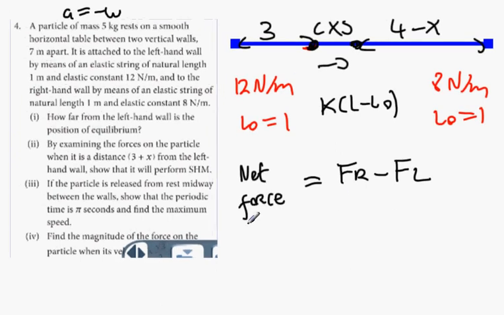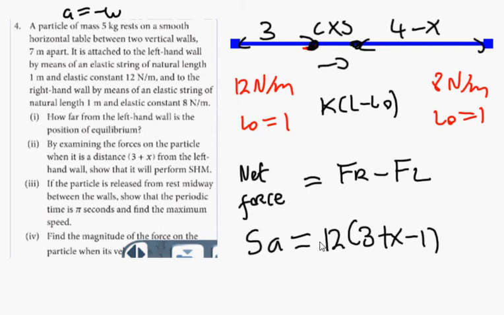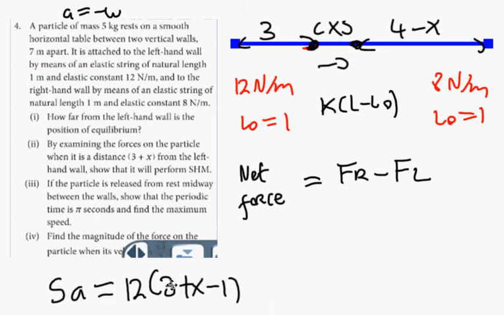So, net force is ma. The particle is 5 kilograms, so that'll be 5a, equals FL. Now FL is K, it's going to be 12 times the new length. The new length is 3 plus x, the old length is minus 1. Let me drag all this down here because we're not going to have enough room for it. Then we're going to take away FR, and FR is going to be the force to the right, which is 8 newtons per meter regarding the elastic constant. Its current length is 4 minus x.